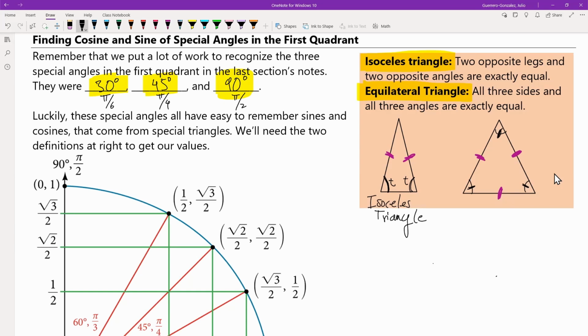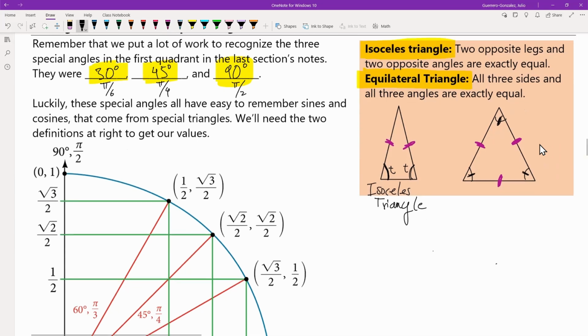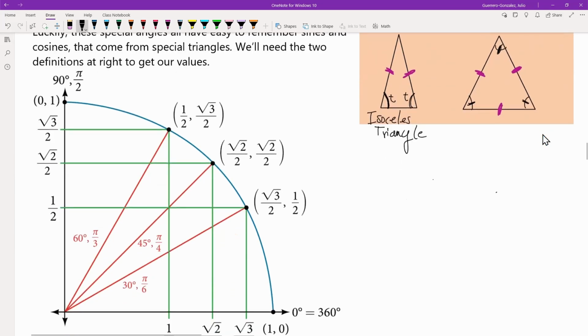All right, so now that we know this, this is going to be heavy. We're going to use these three facts to construct these three measurements right here. This is going to be the basis, like I said, for a lot of our trigonometric work from here on out. So the first one that I want to cover is the one for 45 degrees.